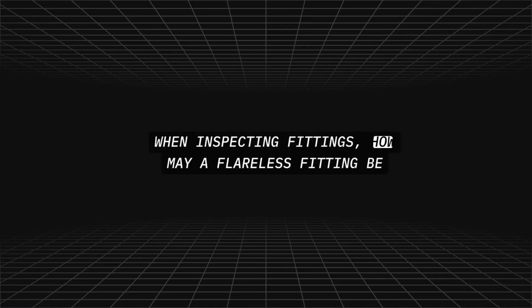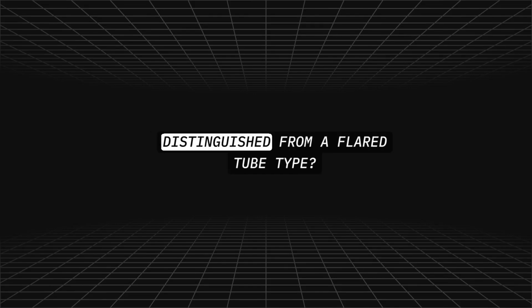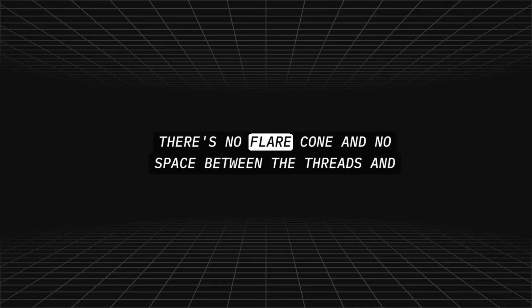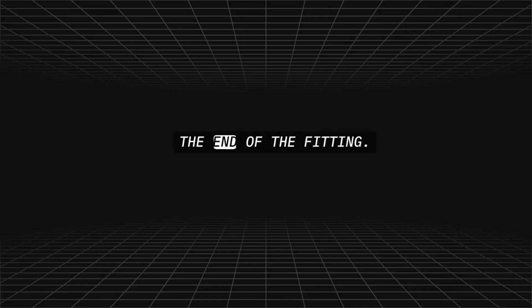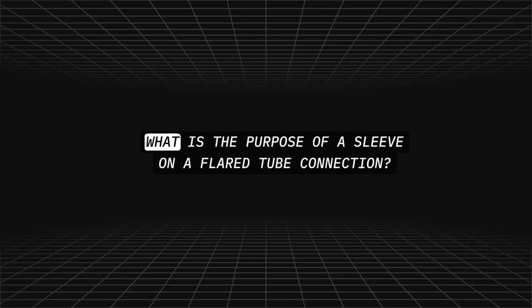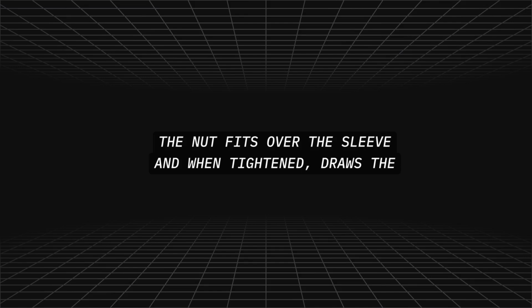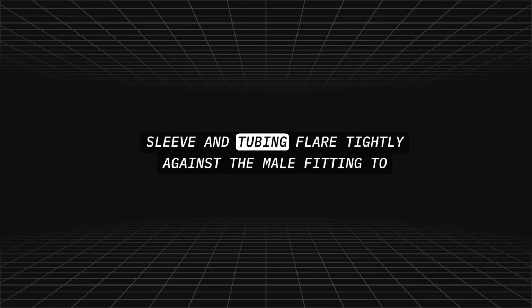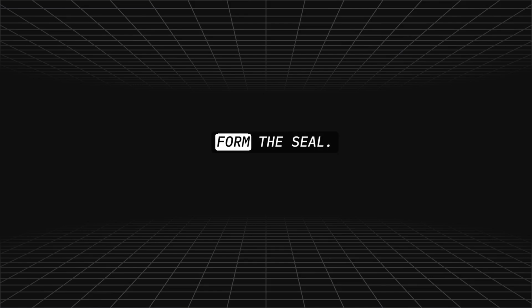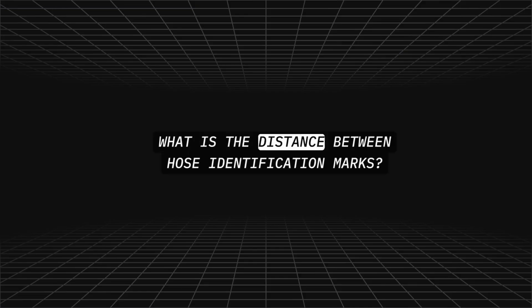When inspecting fittings, how may a flareless fitting be distinguished from a flared tube type? There's no flare cone and no space between the threads and the end of the fitting. What is the purpose of a sleeve on a flared tube connection? The nut fits over the sleeve, and when tightened, draws the sleeve and tubing flare tightly against the male fitting to form the seal. What is the distance between hose identification marks?